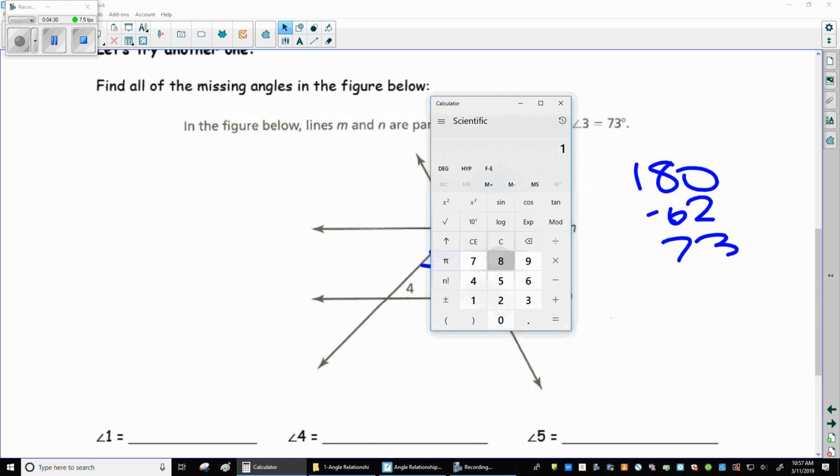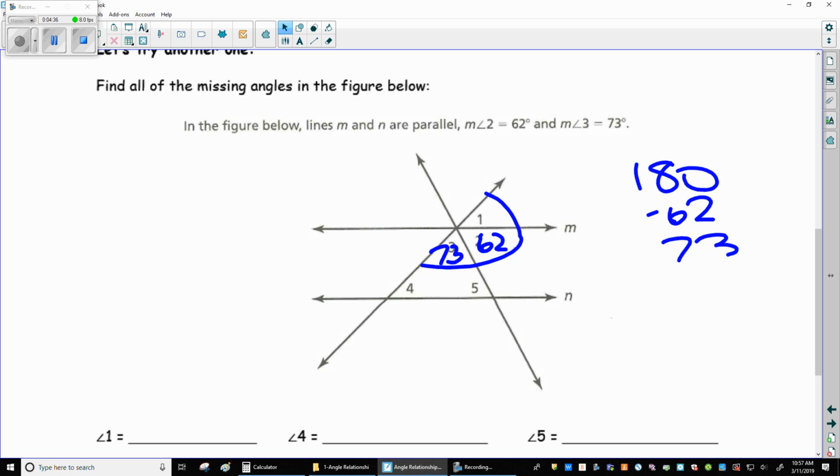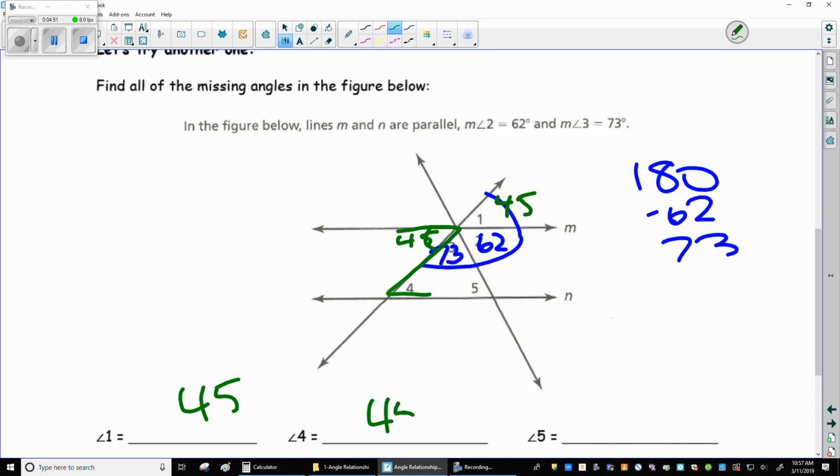180 minus 62 minus 73 gives me 45. So angle 1 is 45 degrees. And I'm assuming there's going to be some pits of the Z in 4 and 5. So 4 and that one go together, which I think 1 and that one are both 45. So angle 4 is 45. You also could have corresponded that down on top of that one. And then angle 5 is an easy pits of the Z with that 62.